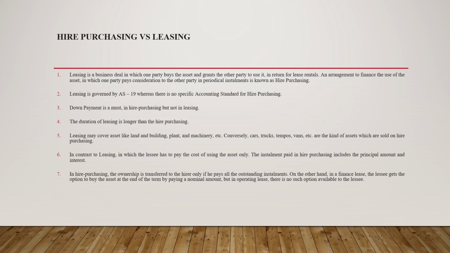In hire purchasing, the ownership is transferred to the hirer only if he pays all the outstanding installments. On the other hand, in a finance lease or leasing agreement, the lessee gets the option to buy the asset at the end of the term by paying a nominal amount. But in an operating lease, there is no such option available to the lessee.